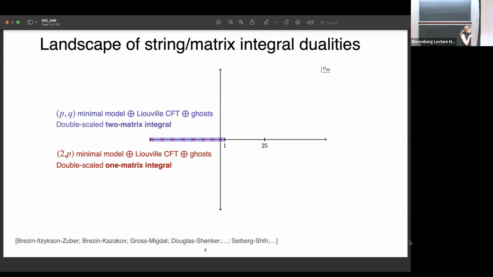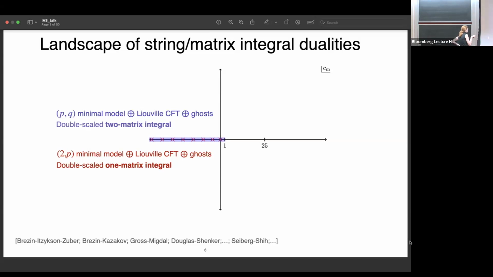So let's say you take one of those minimal models, labeled by these co-prime integers P and Q, and you couple it to this Liouville CFT in such a way that the total central charge is 26. And then it turned out that there's a dual description of this worldsheet theory in terms of a matrix integral. When P and Q are co-prime and neither of them is 2, it turns out to be a 2 matrix integral that's dual to this worldsheet theory.